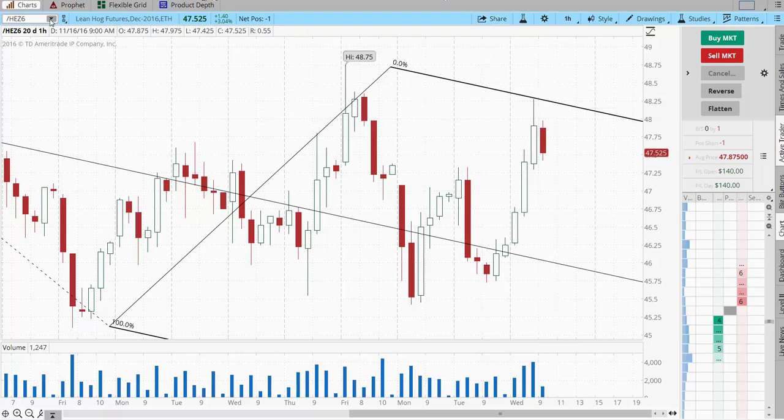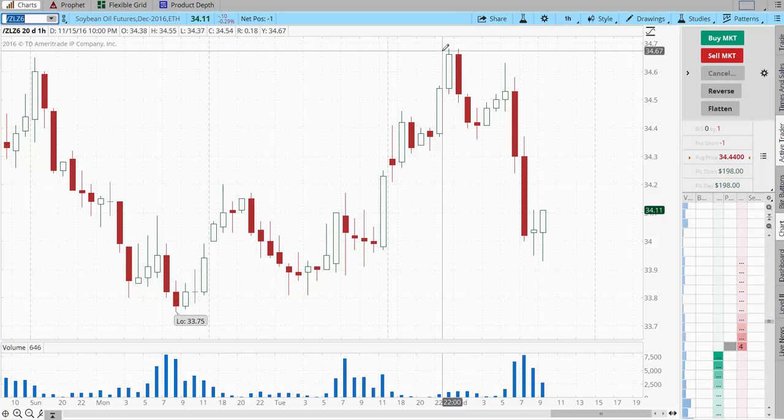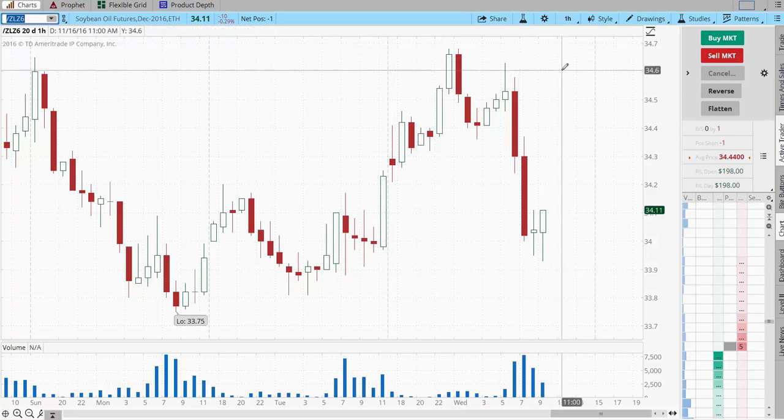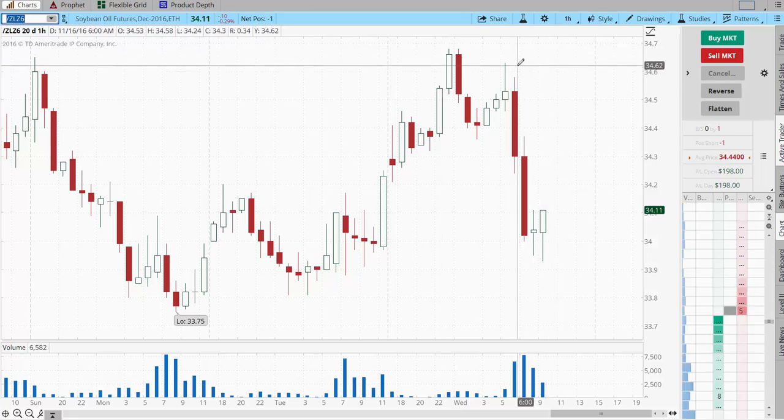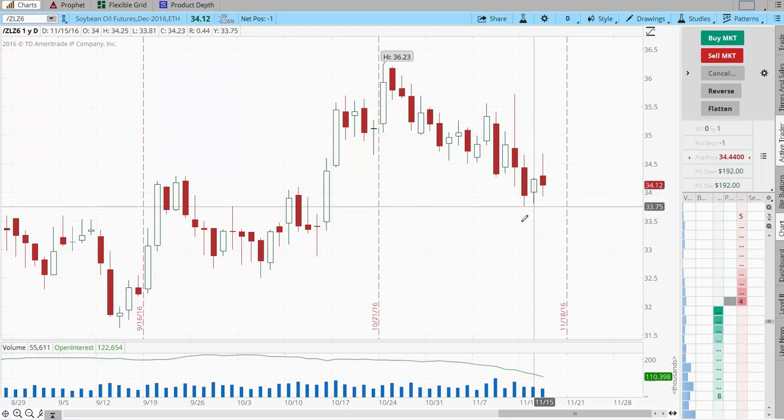Now let's take a look at something else. Let's take a look at, what is this? Bean oil, bean oil, bean oil. Now both hogs and bean oil look like they're going to be in this downtrend for a bit. So here's your 1 hour chart on bean oil. Let's take a look at this on daily.